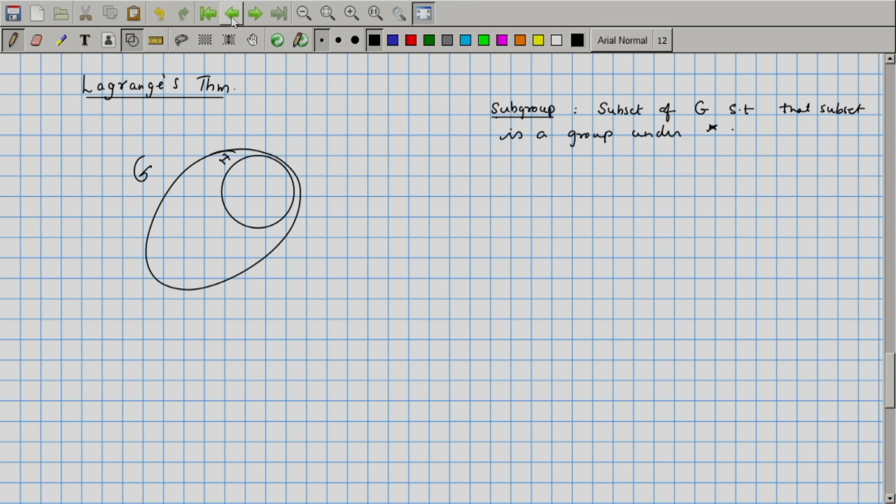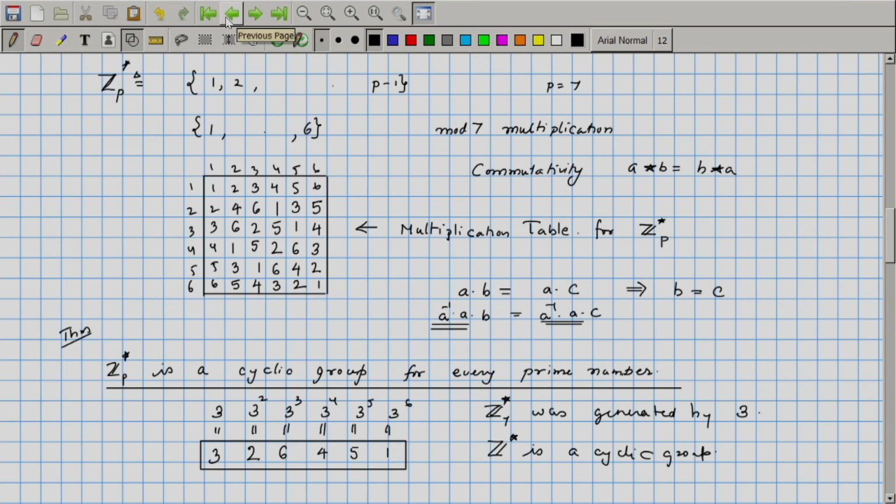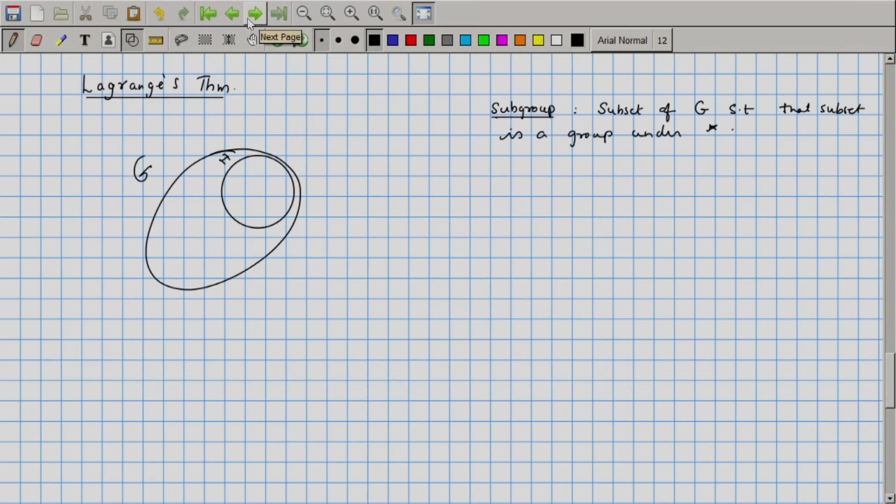So, if you look at this group Z star 7, and if you take the numbers, let us say 1 and 6, okay, you can verify that this is going to be a subgroup of Z star 7. So, Lagrange's theorem says that the order of the subgroup divides the order of the group.